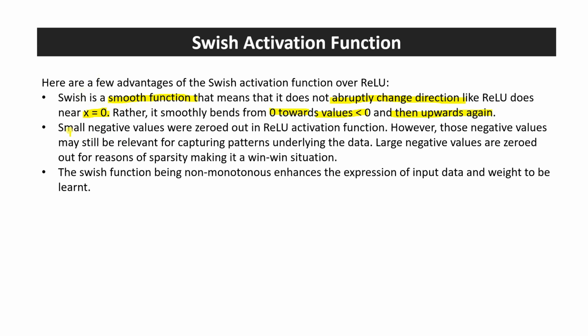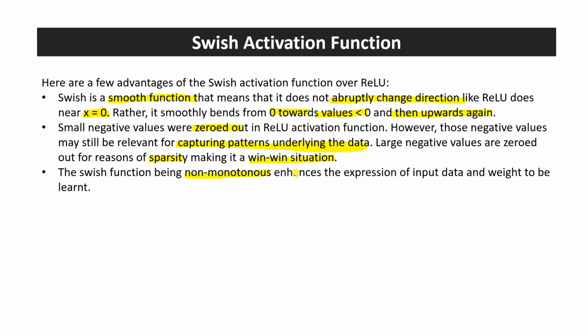Cool. So small negative values are zeroed out in the ReLU activation function. That's the dead neuron problem. However, those negative values may still be relevant for capturing patterns underlying the data. That is the problem in ReLU. Large negative values are zeroed out, which makes for sparsity, a win-win situation. Now in this case, it goes smoothly, so the weights and biases can be updated very well. The Swish function is non-monotonic, and hence allows greater expression of input and weight to be learned. That's why Swish is really a very good activation function.